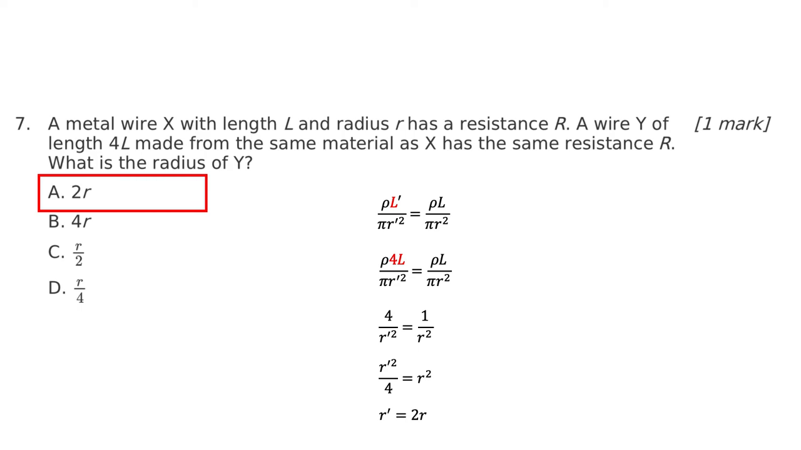Again, you should think about this here. We're trying to maintain the same resistance value. If we make the wire longer to maintain the same resistance value, we then need to make the wire fatter, or have a greater radius, sorry. And so therefore our answer fits in with that pattern. We're doubling the radius.